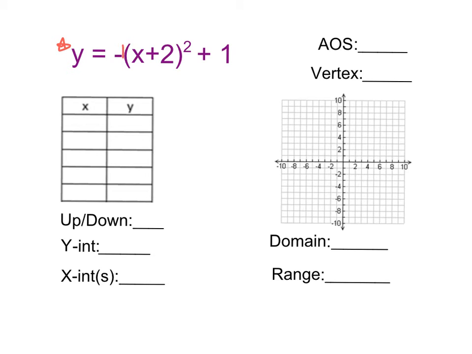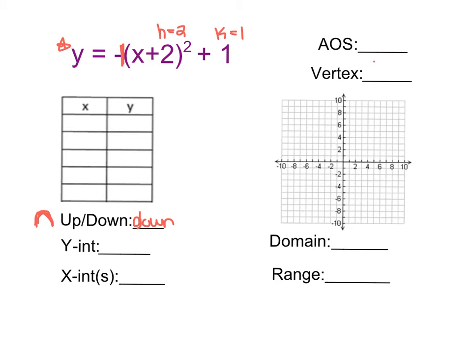What I notice is that I have an a value here of negative 1. That a value of negative 1, because it is negative, is telling me that my graph is going to open downward. So I expect to see an upside down U for this particular graph. I then need to identify my vertex point. Well, here I notice that h is equal to a positive 2 and k is equal to 1.